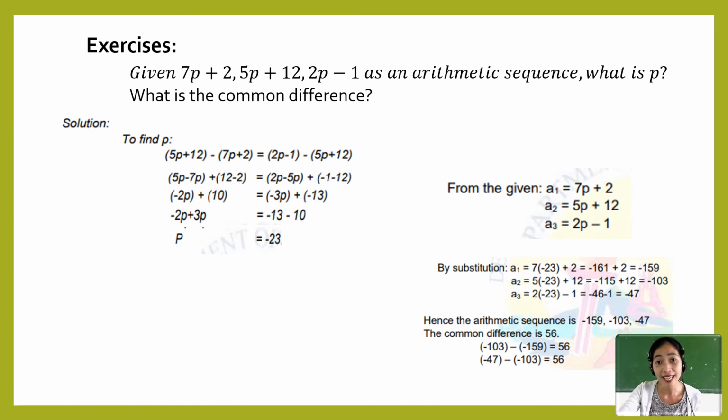Because we copy-change, it becomes negative 47 plus 103. Since 103 is positive and 47 is negative, we subtract and take the sign of 103. That's why the answer is 56. Therefore, the common difference is 56. I hope it's clear. I hope you understand.